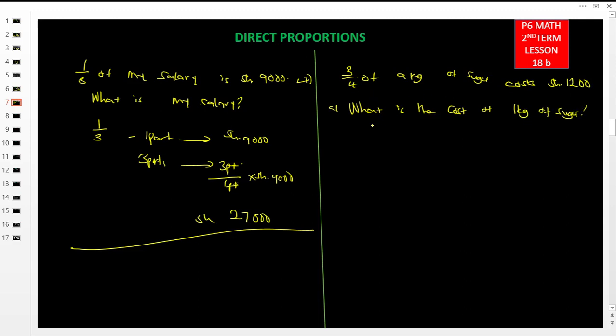Now remember, when we have a kilogram of sugar, let us assume that this is our kilogram of sugar. It has been divided into 4 quarters. Now these 3 quarters here, someone bought them at 1,200 shillings.